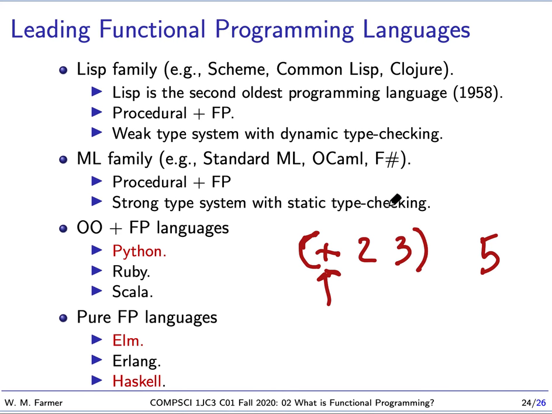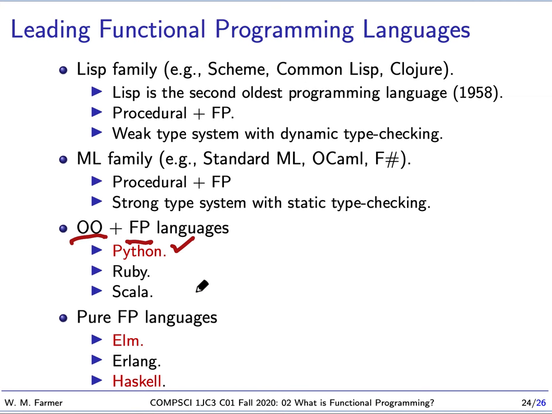Okay, so that's two of those families. Now, another group are OO families, object-oriented families, plus functional programming facilities. And one you're learning this year is Python. Python has functional programming support, but it is limited. If people really like functional programming, they probably will not pick Python as their language, but you can do functional programming in the language. For instance, functions are first-class values in Python, unlike in languages like C or Java or C#. Ruby and Scala are also these kind of languages.